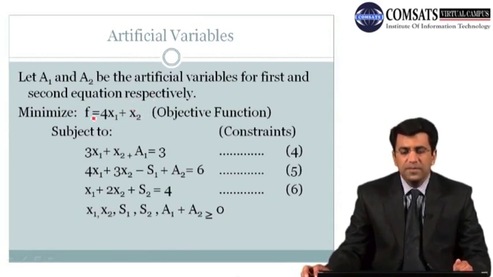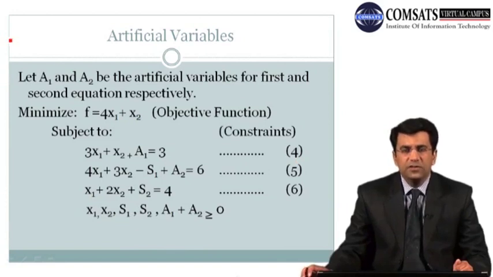So again class, our minimization function is 4x1 plus x2, and now we are subject to the different constraints. Our first constraint is now in the form of this equation, that is 3x1 plus x2 plus a1 is equal to 3. Basically this equation was having the contradiction, so in order to deal with that contradiction, we introduced the artificial variable here represented as a1. So that equation is represented as equation 4.